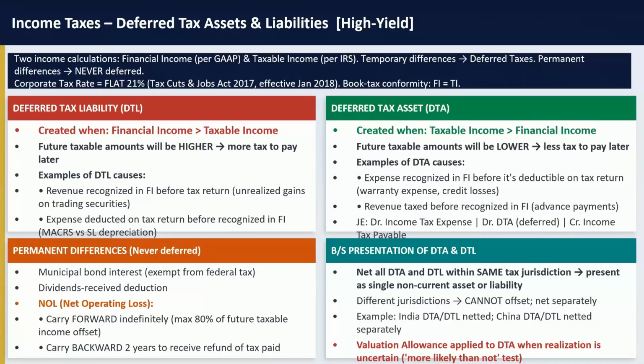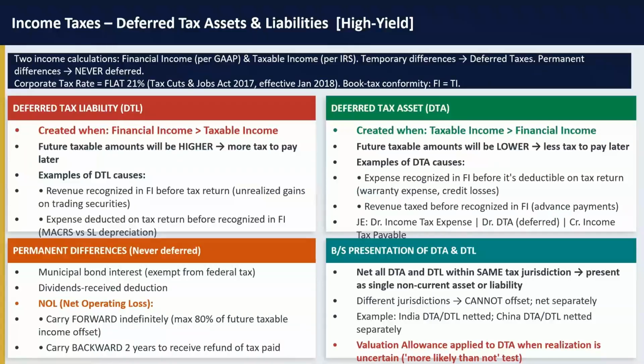When you carry it backwards for 2 years, now I feel that in 2026, I've suffered so many losses, and in 2027, I want some money to run my business. I'm in a serious loss situation. Then I'll carry it back for 2 years. Then I will take a refund of tax paid. Then I'll have some more money to run my business. You can carry forward indefinitely, and a maximum of 80% of your future taxable income will be offset. If you carry it backwards for 2 years, a refund of tax payment will be there.